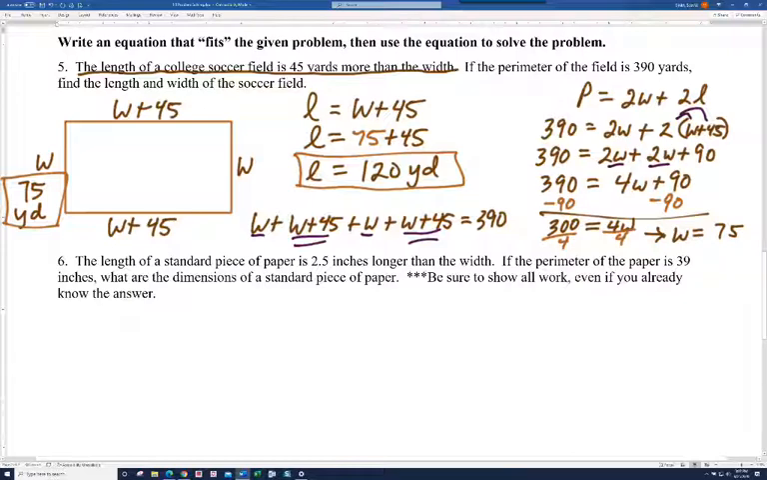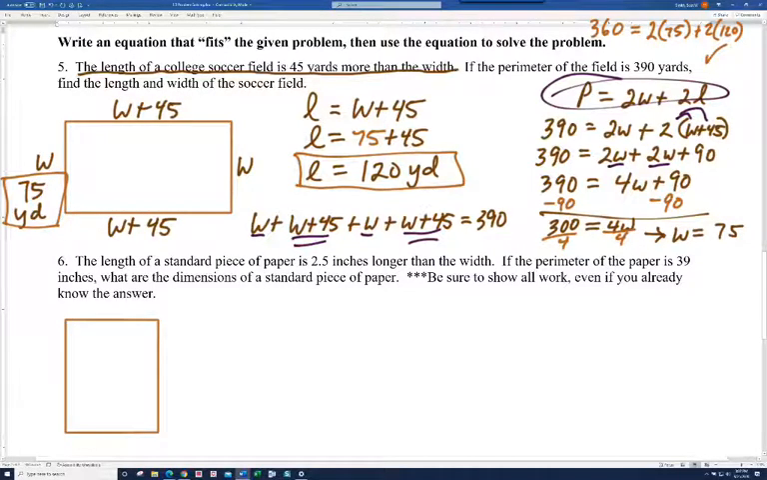And it wouldn't be hard to check this at all. We know that the perimeter is 2 times the width plus 2 times the length. So we have 360 equals 2 times 75 plus 2 times 120. And if you check that, you'll see that it is true. Oh, I'm getting ahead of myself here.